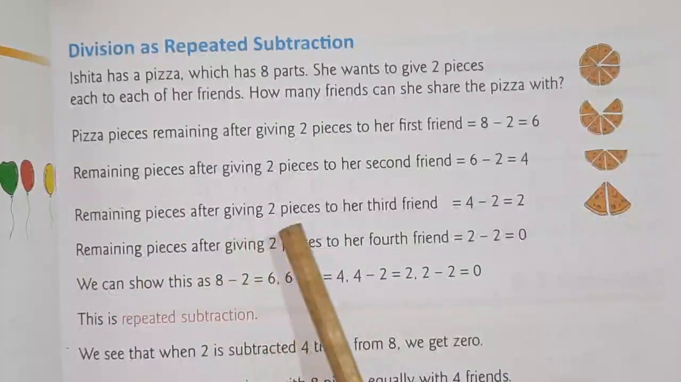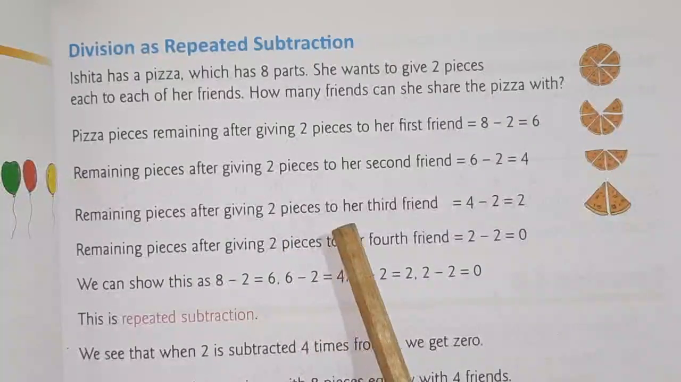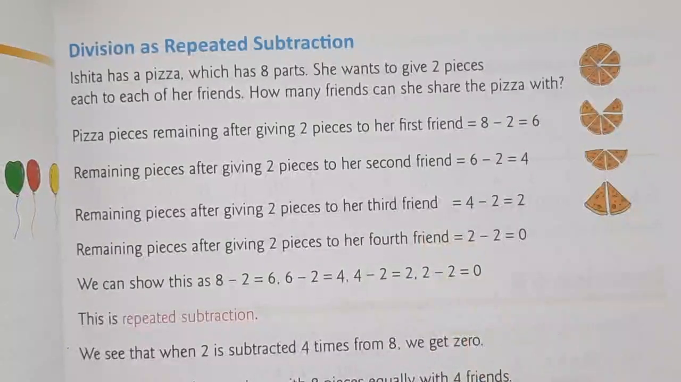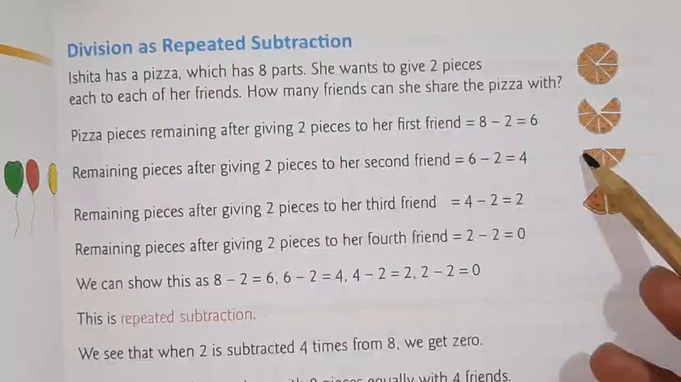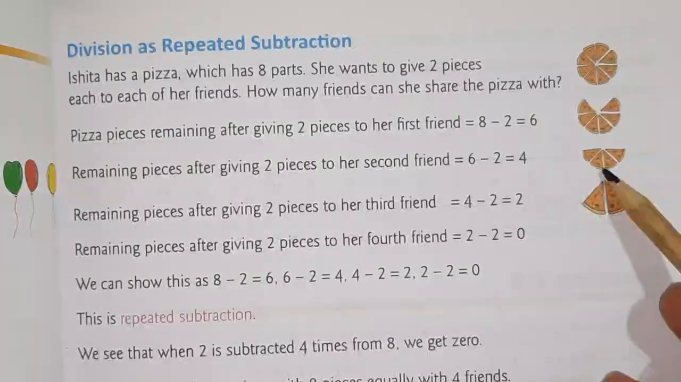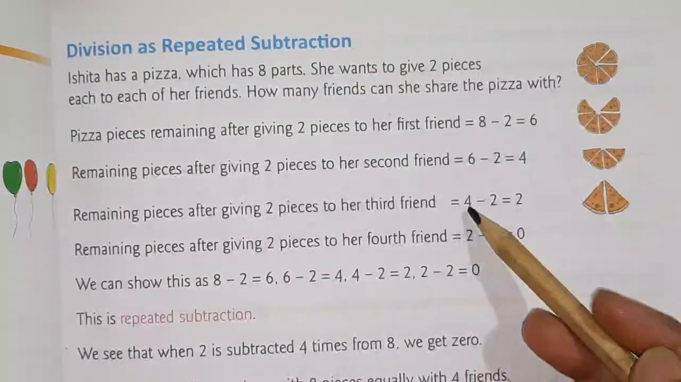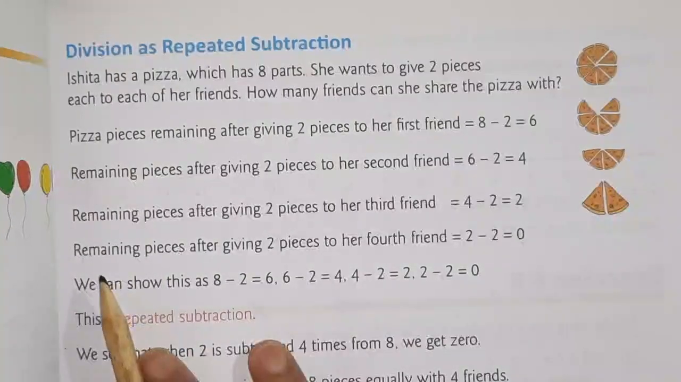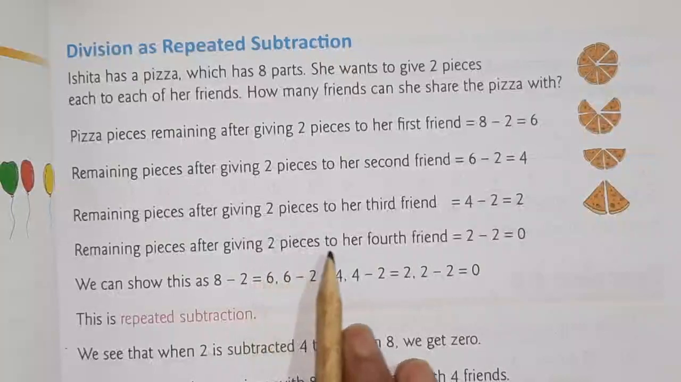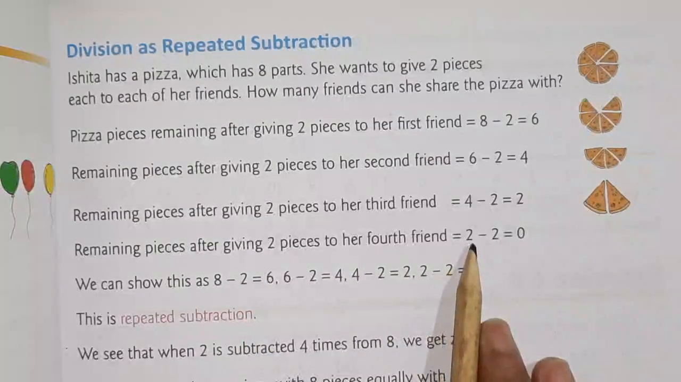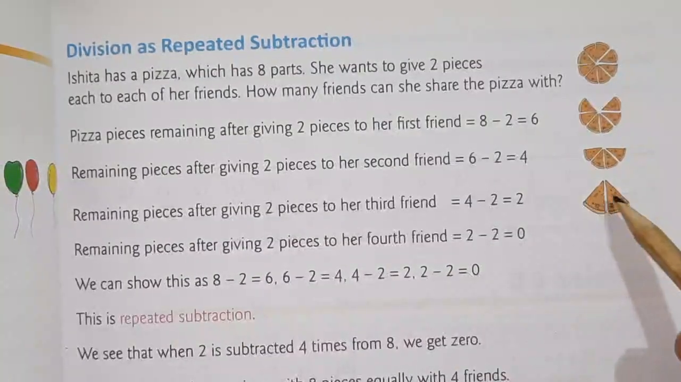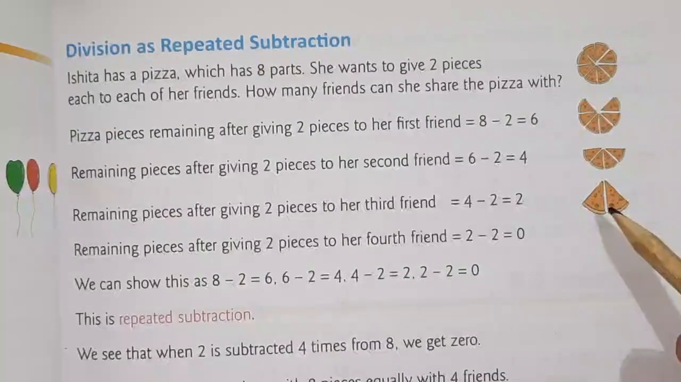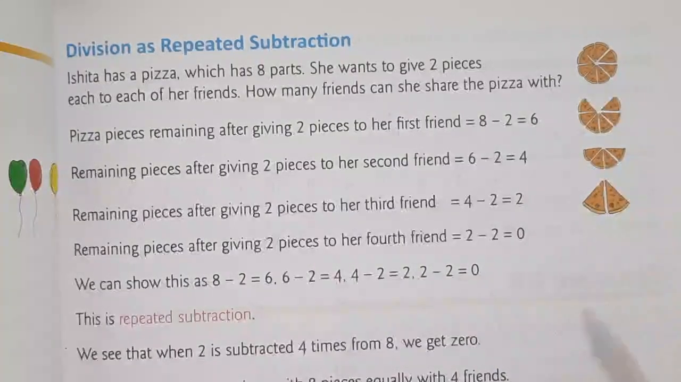Remaining pieces after giving 2 pieces to her third friend. Again these 2 pieces are given to the third friend, so only 2 pieces are remaining. So 4 minus 2 is 2. Again, remaining pieces after giving 2 pieces to her fourth friend: 2 minus 2 is 0, which means these 2 pieces are also given to the fourth friend. Then she is left with 0 pieces.